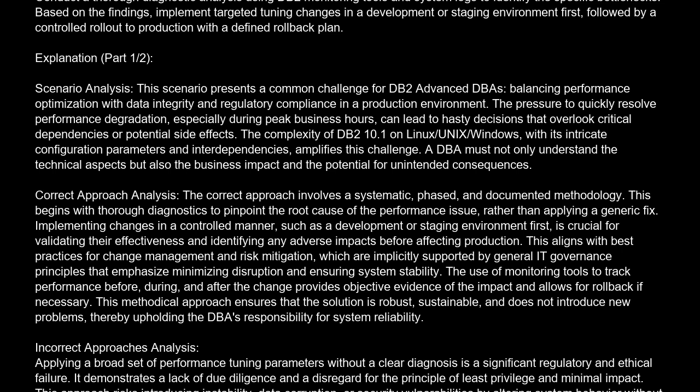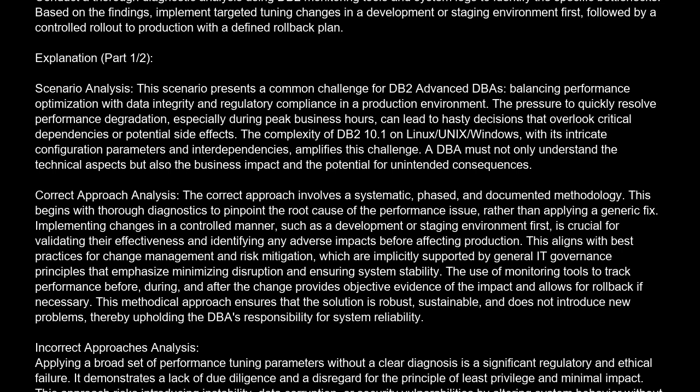The complexity of DB2 11 on Linux/Unix/Windows, with its intricate configuration parameters and interdependencies, amplifies this challenge. A DBA must not only understand the technical aspects, but also the business impact and the potential for unintended consequences.